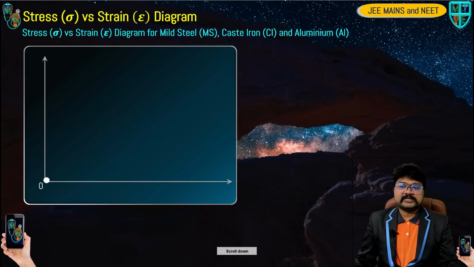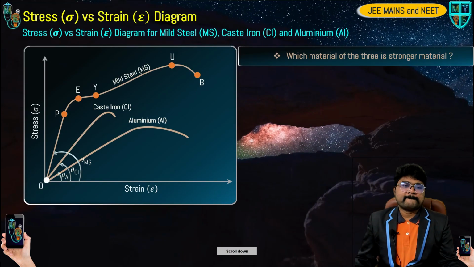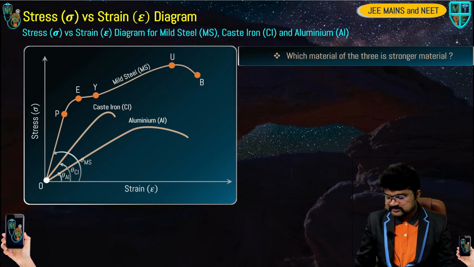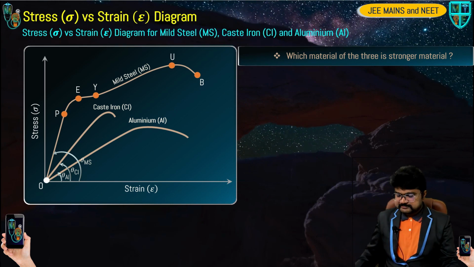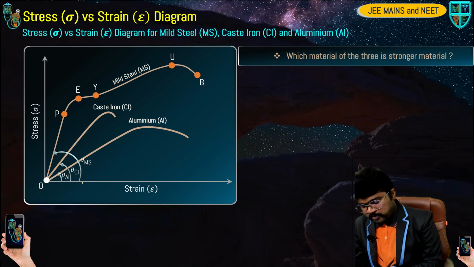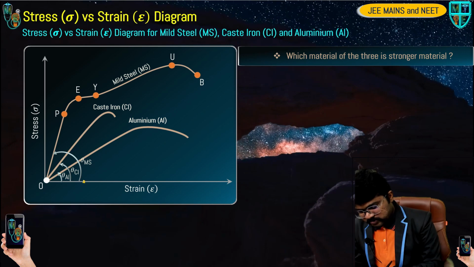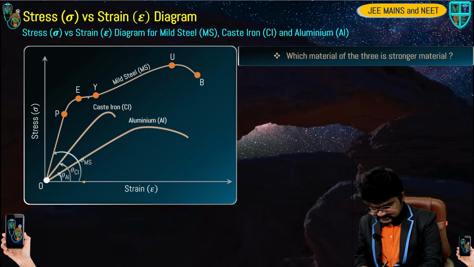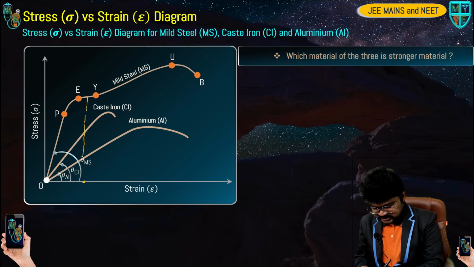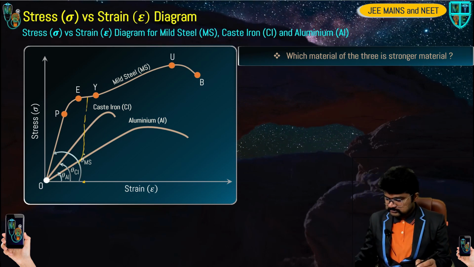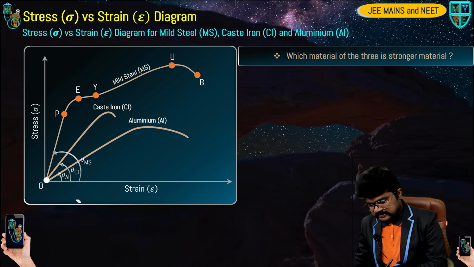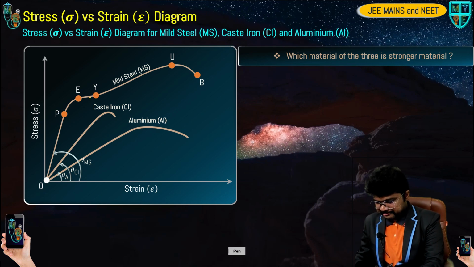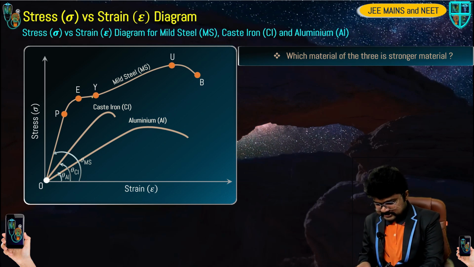Now we can see which one is the stronger material. It is very simple to say. I am taking one point here and drawing like this. Which one is stronger? It is very simple to say. Here I am taking like this.